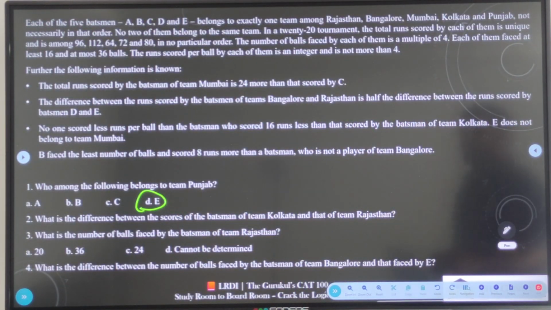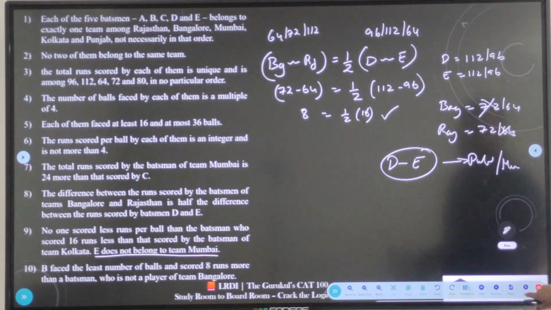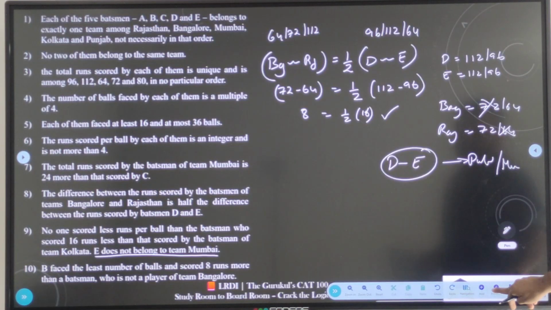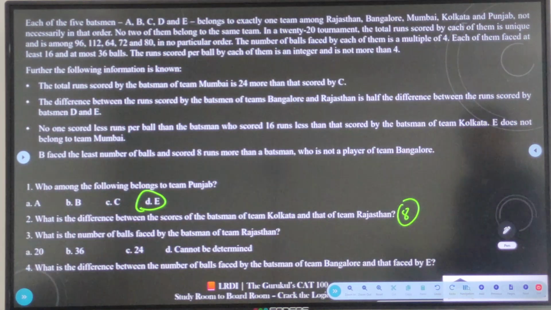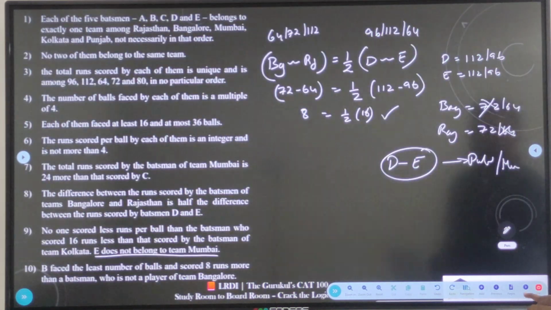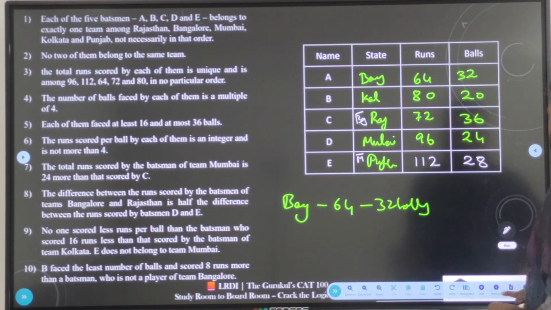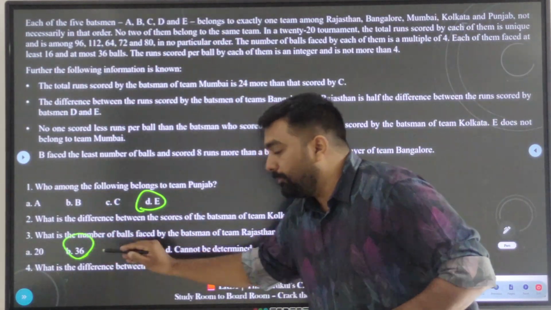What is the difference between the scores of the batsmen from Team Calcutta and Rajasthan? Calcutta and Rajasthan. Rajasthan is here, runs 72. Calcutta is here, 80. The difference will be equal to 8. What is the number of balls faced by the batsman of Team Rajasthan? Rajasthan is over here. His team is facing 36 balls. That is option B.